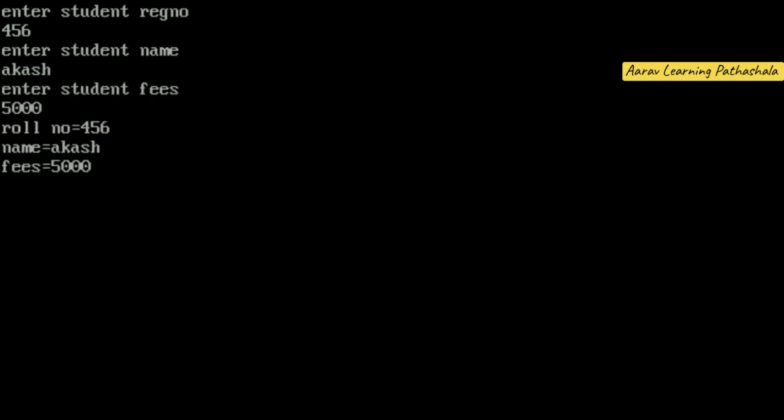Run the program. Write the register number. For example, 456 is the register number. Enter the name. I am going to enter Akash as the name. Then enter the fees. For example, 5,000 I am going to enter. Then it is displaying roll number is 456, name is Akash and fees is 5,000.